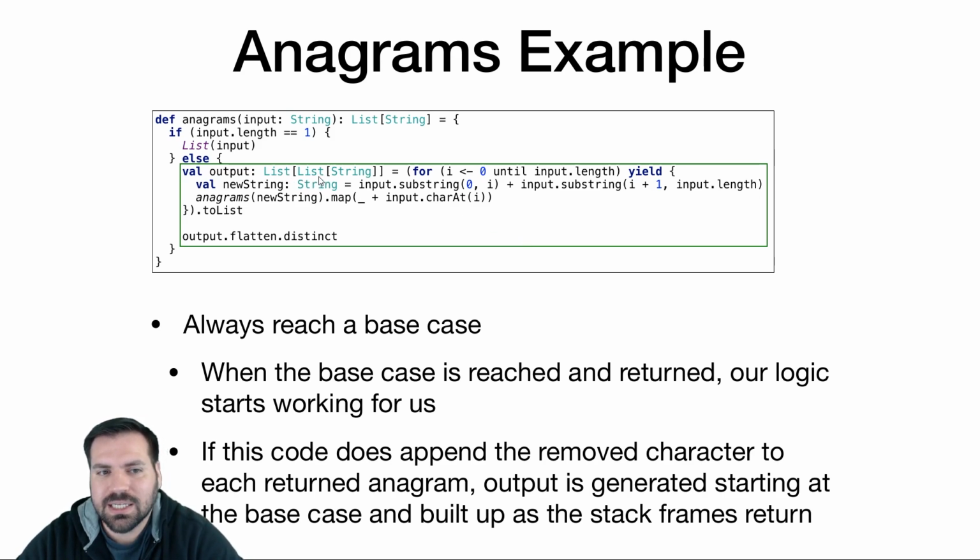That's going to give us a list of strings, where each list of strings are the anagrams of one of the new strings with one of the characters removed, with that character added back to the end of the output for each one of those.